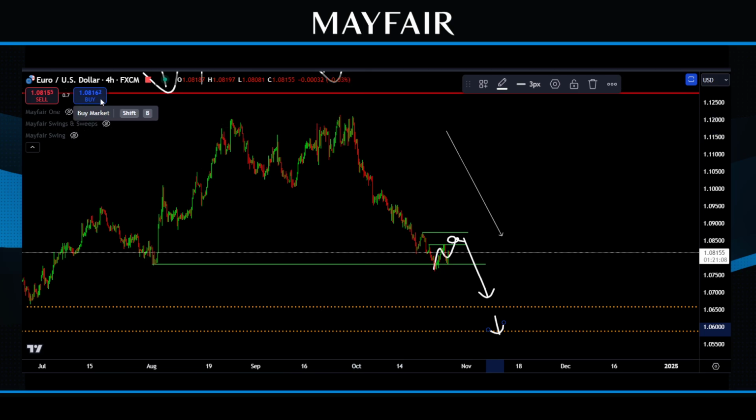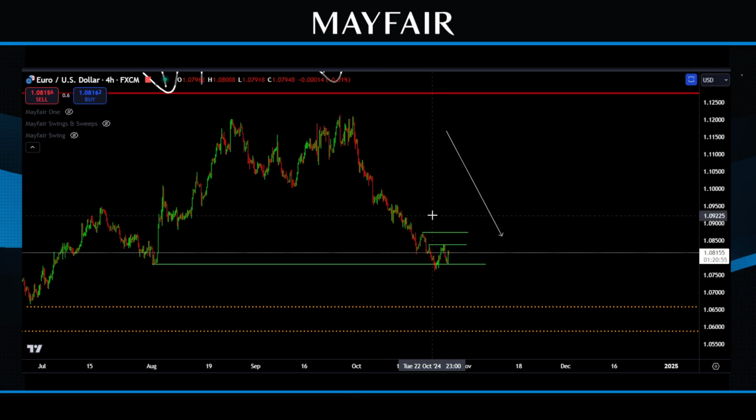So at the moment, my current bias is, well, we haven't made a new low. So we're still technically down. We've got an external range down. We've got an internal range pullback, but the smaller time frames there are actually pointing still pretty much down.